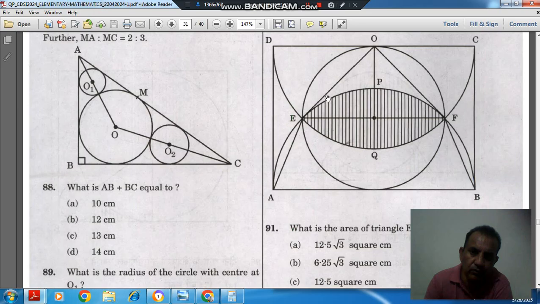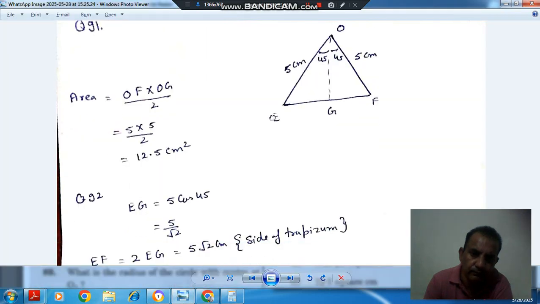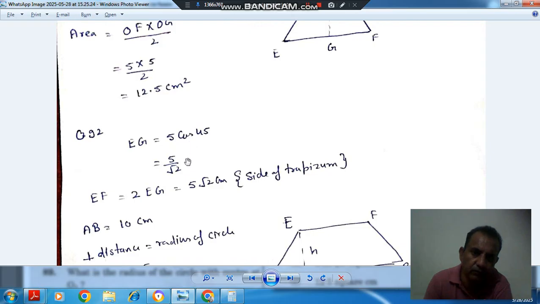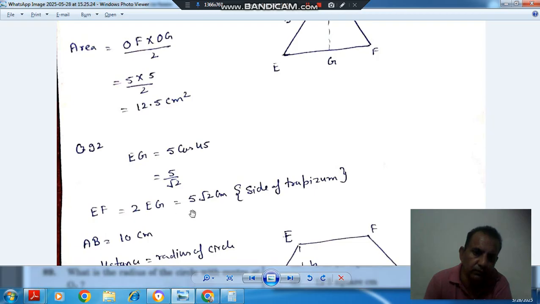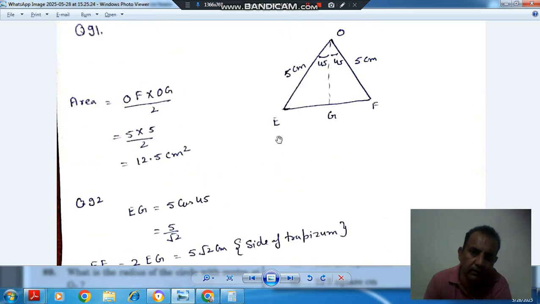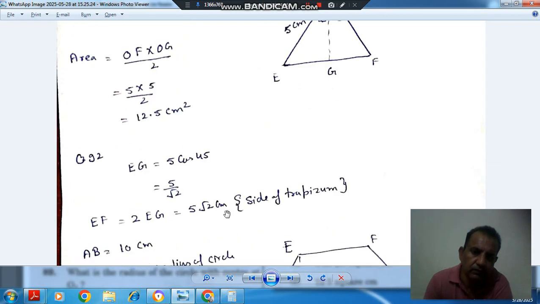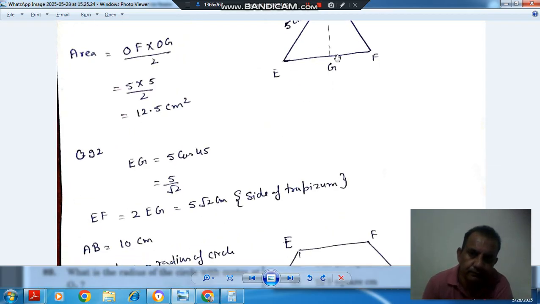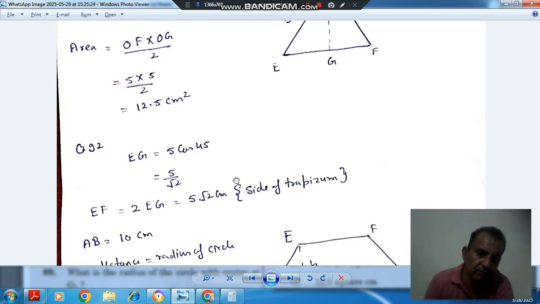AEFB? So now this is your 5 and this angle is 90 degree and this is bisecting it. So this angle will be 45 and this is 5 and this is 90. So from this we can find out EG. So EG will be 5 cos 45 or 5 by root 2, and EF will be 2 into EG, that is 5 root 2 centimeter. Or other way we can find out like this: 5 square plus 5 square, root of it, that is 5 root 2 centimeter.